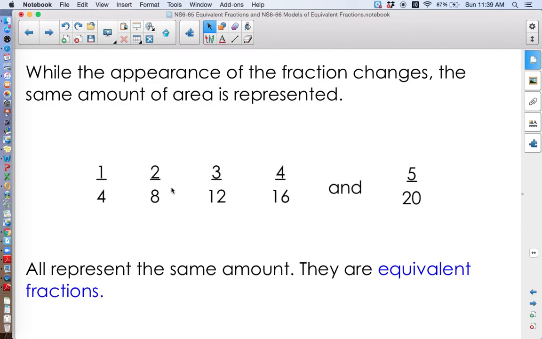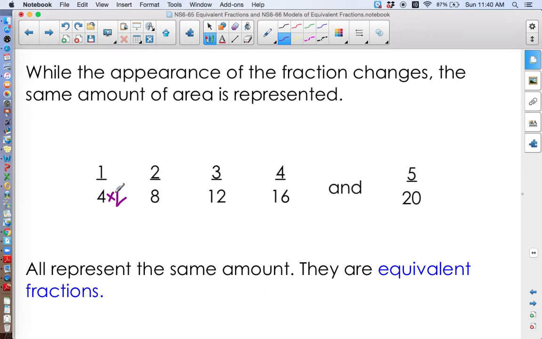So these are all equivalent fractions. Okay, let's look at how that happens. They're equivalent because if we were to put them on that grid that we were looking at, that pyramid, they would be taking up the same amount of space. Okay, so how am I getting from 4 to 8? I multiply by 2.